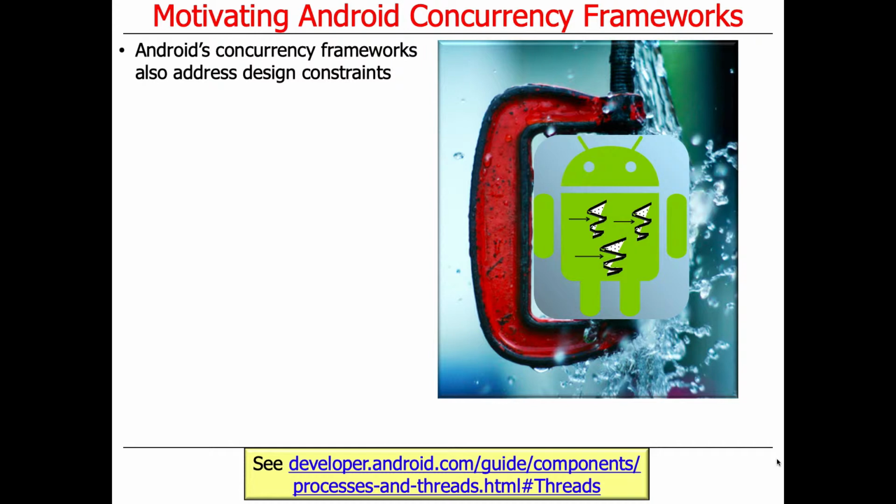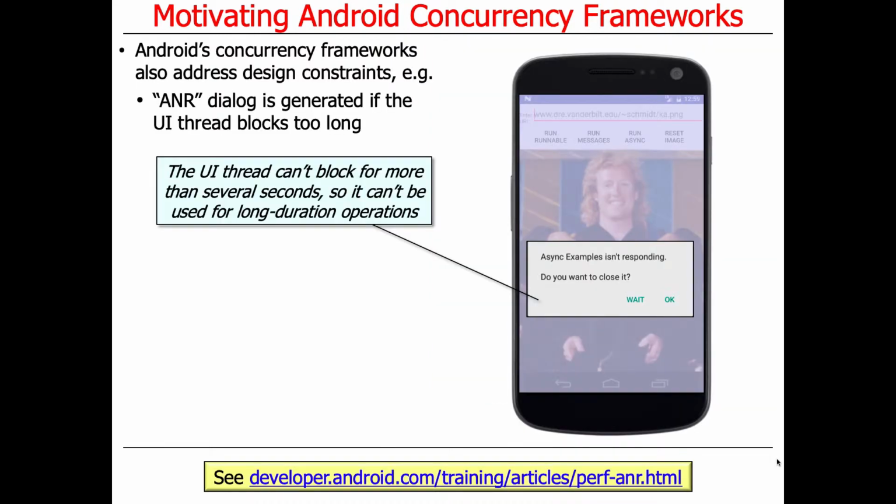Well, the main reason is that there's certain design constraints that Android provides or imposes on developers that are complex enough that they're not satisfied by using the Java concurrency and synchronization mechanisms out of the box unchanged. So let's take a look at some of the examples of what motivates this.